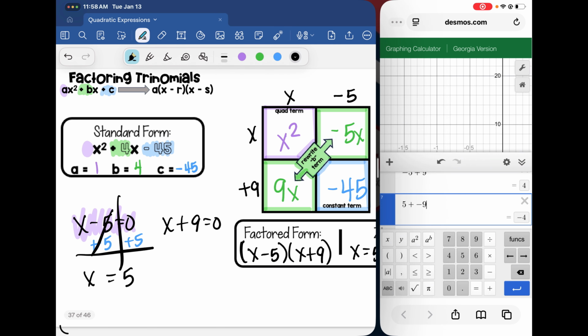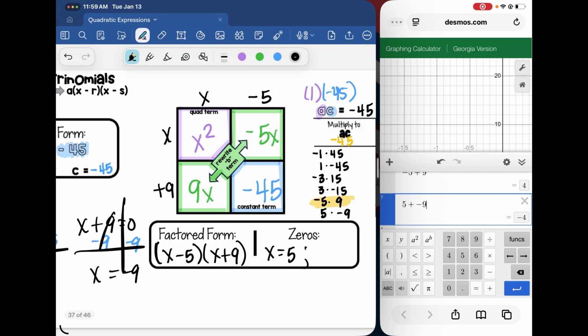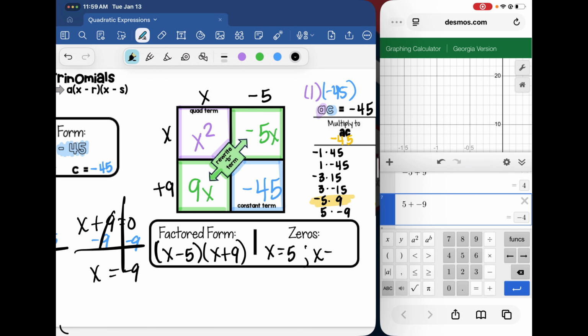Well, what about x plus 9? How will I solve for x? Subtract 9 from both sides. What's going to cancel out? These, because they're opposites, and I'm left with x is equal to -9. So one of my solutions is x is equal to -9.